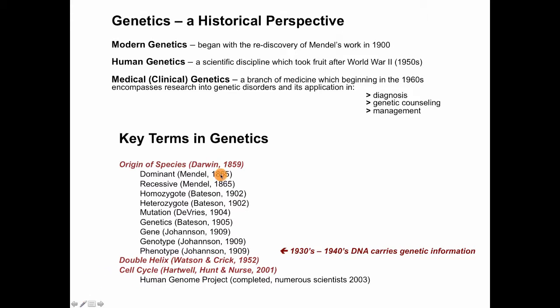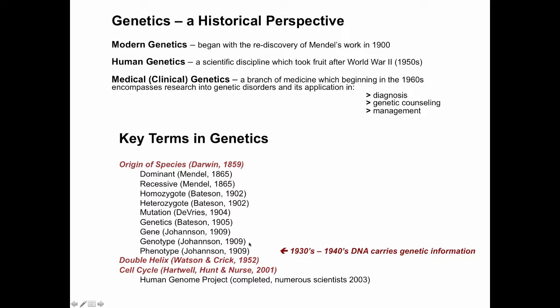Here are some key terms that I think everyone has heard of in relation to genetics, and I put these in the context of some major things that have happened in the history of science. So we know that, for example, Darwin published his Origin of Species in 1859. Mendel was doing his work in the 1860s, and he came up with the terms dominant and recessive. In the early part of the 20th century, Bateson termed the concepts of homozygous and heterozygous, and then you can put this in the context of understanding genotypes and phenotypes.